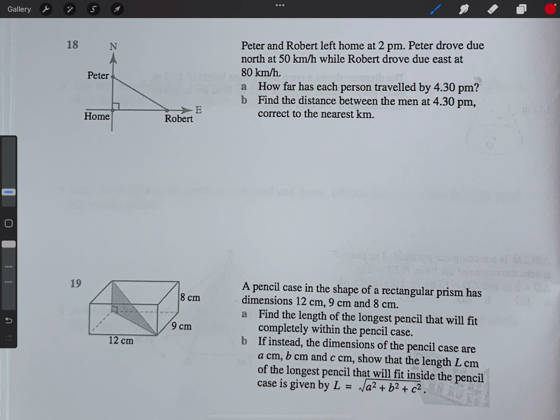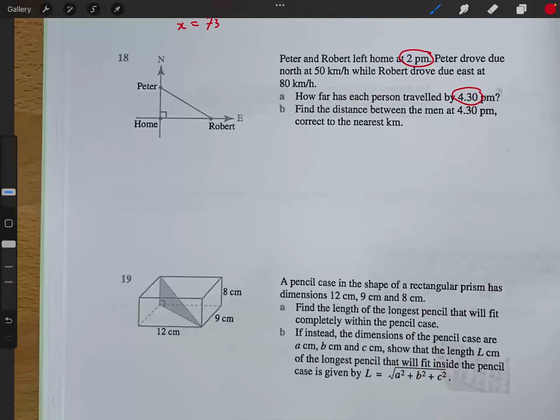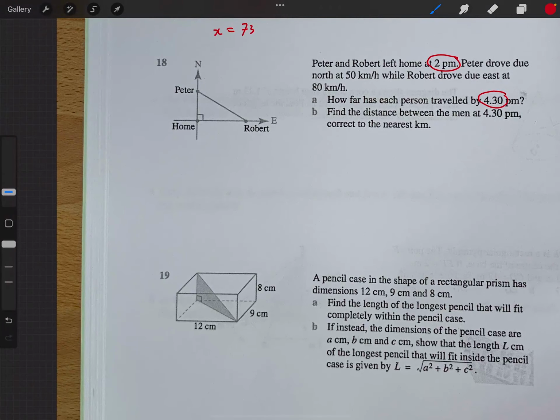Question 18. Peter and Robert left home at 2 p.m. Peter drove due north at 50 kilometers per hour, while Robert drove due east at 80 kilometers an hour. How far has each person traveled by 4:30? So they both left at 2, and at 4:30 that means that 2.5 hours have passed. Let's find out how much Peter has traveled first.